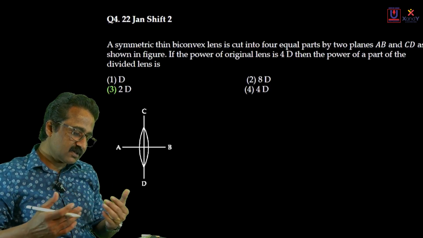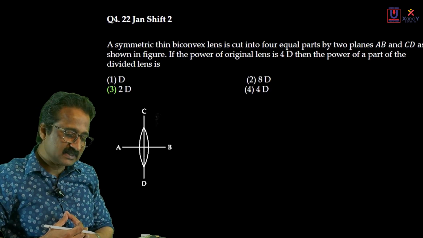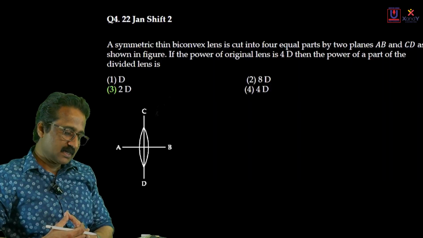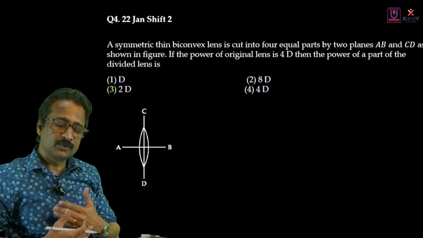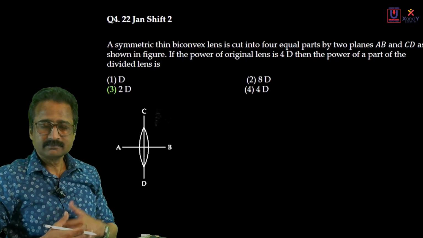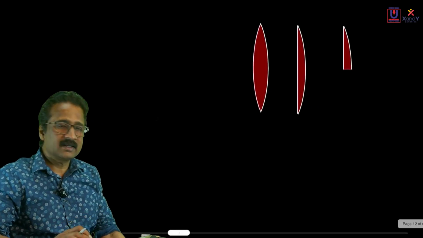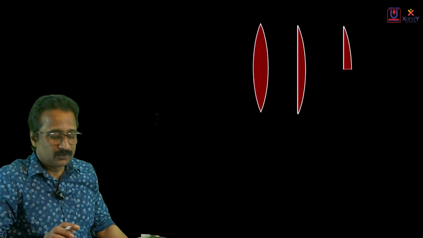A symmetric thin biconvex lens is cut into 4 equal parts by 2 planes AB and CD as shown in the figure. If the power of the original lens is 4 diopter, then the power of the part of divided lenses? Easy question. You know what happens when you split a lens. When you cut lenses in various ways, you must know what happens to focal lengths.